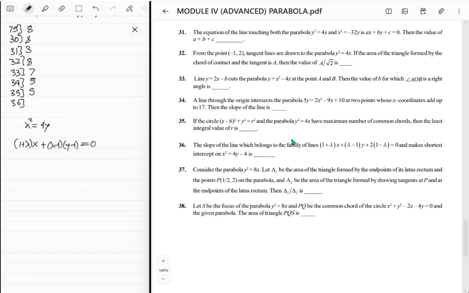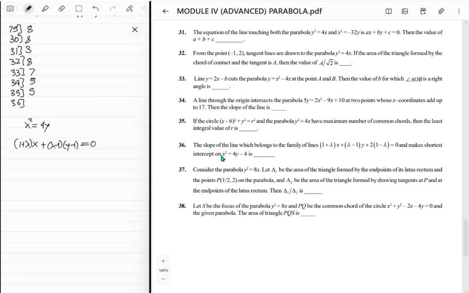You are saying the slope of the line which belongs to the family of lines and makes the shortest intercept on the parabola. So the shortest intercept is 0, of course. Whenever it's tangent, that's the shortest intercept. And if it doesn't even cut this, that's actually problematic. So I'm thinking that maybe you can have this being a tangent or something, right? Yeah, I think so.